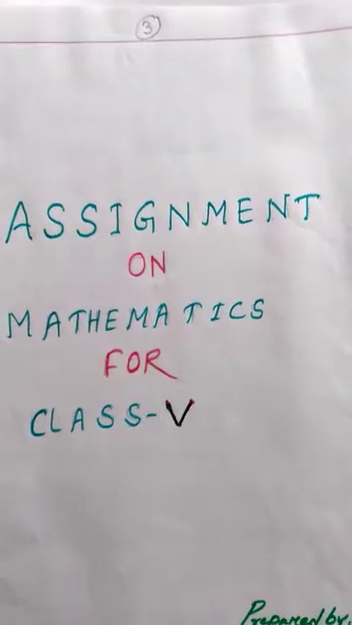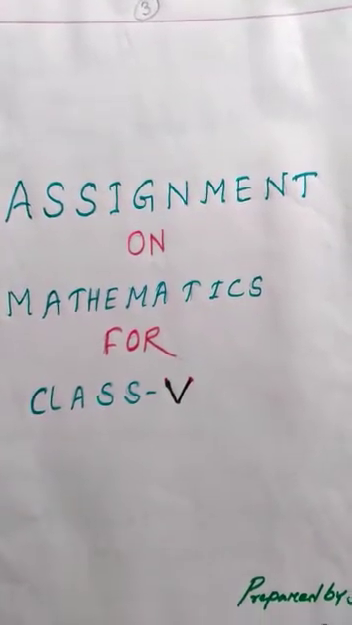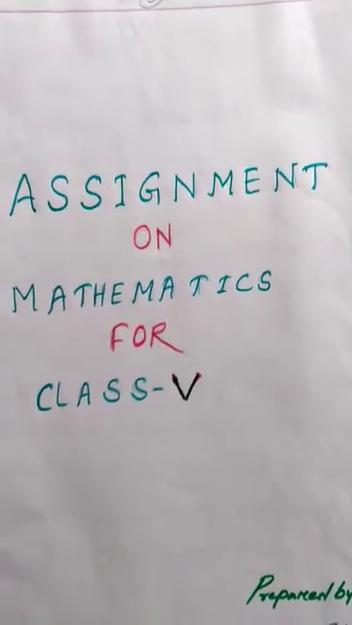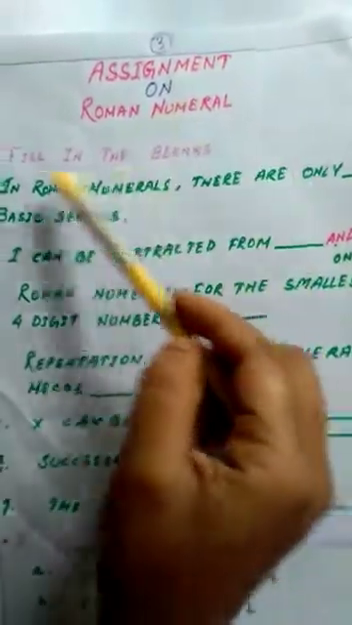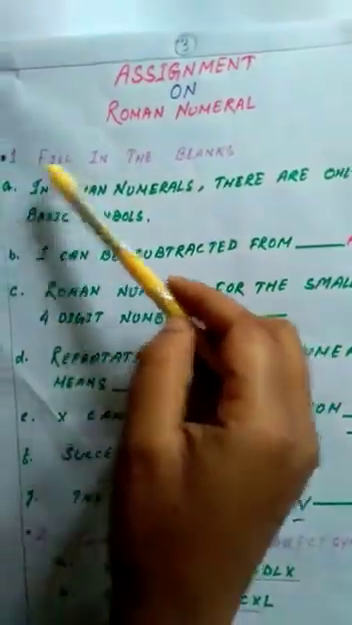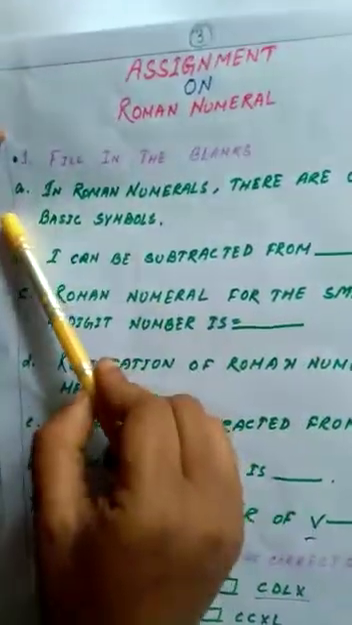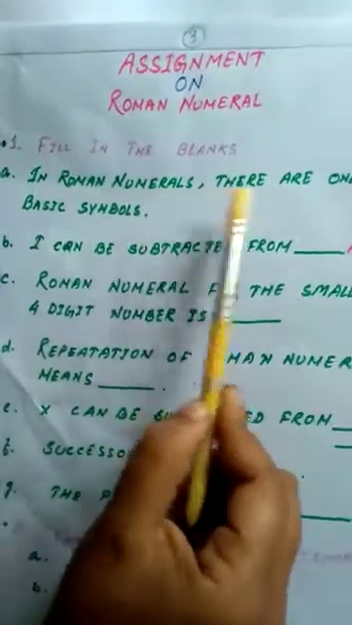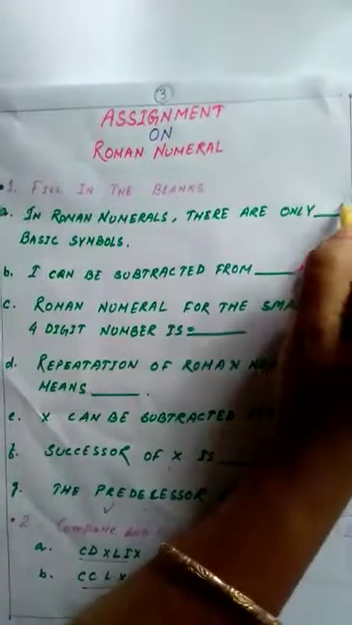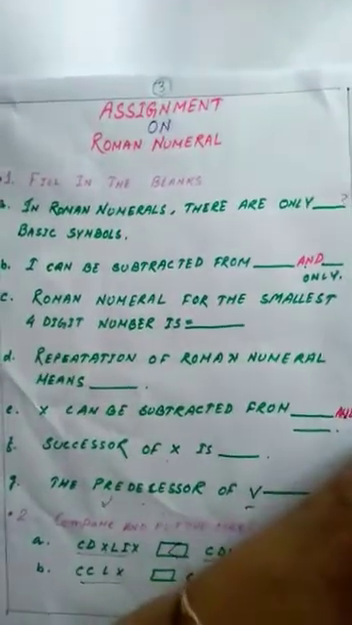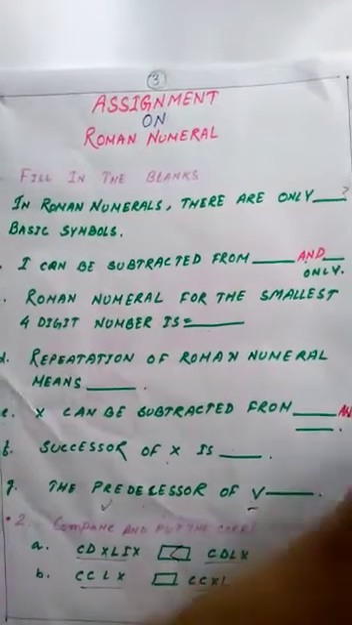So today I'm going to provide you some questions on Roman numerals. So let's see the questions, students. Let's move to our question number 1, that is fill in the blanks. I have written the questions here. You can see that question A is: in Roman numerals there are only dash basic symbols. So what should be here, students? Yes, obviously it is the 7 basic symbols, isn't it, students?